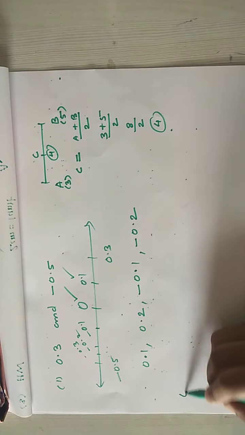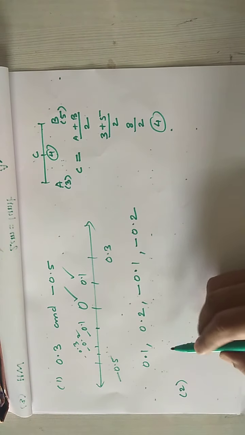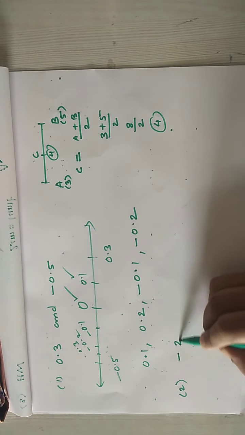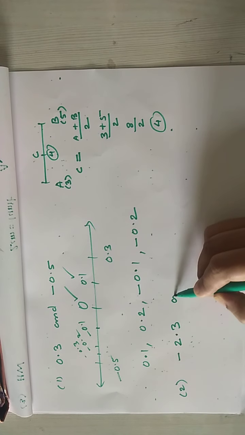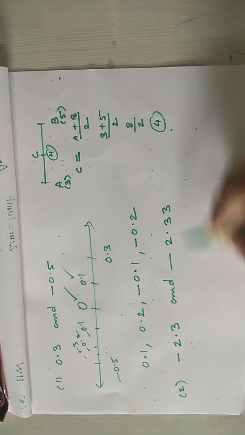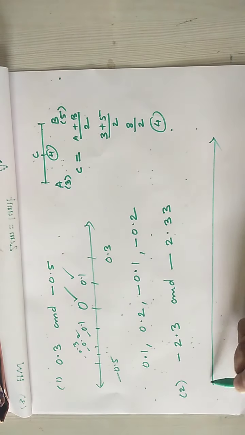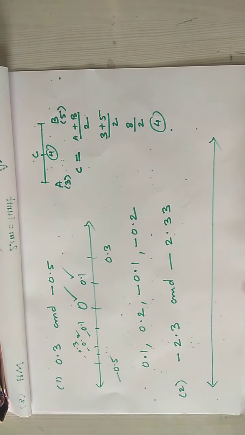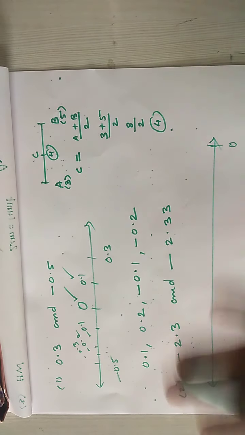Let's see one more sum. Let's see question number 2: minus 2.3 and minus 2.33. Again, let's visualize the number line over here. This is a number line. Negative numbers are on the left of 0. So suppose 0 is somewhere over here. That means these two numbers will be on the left of 0.